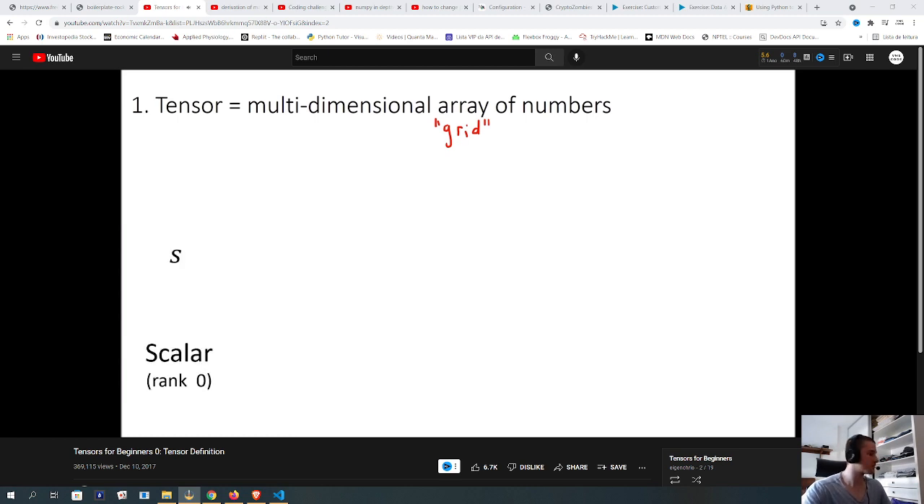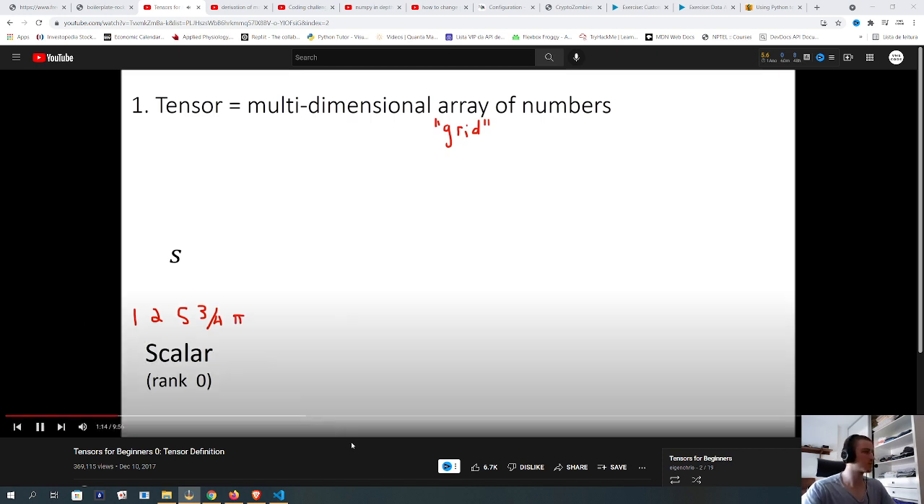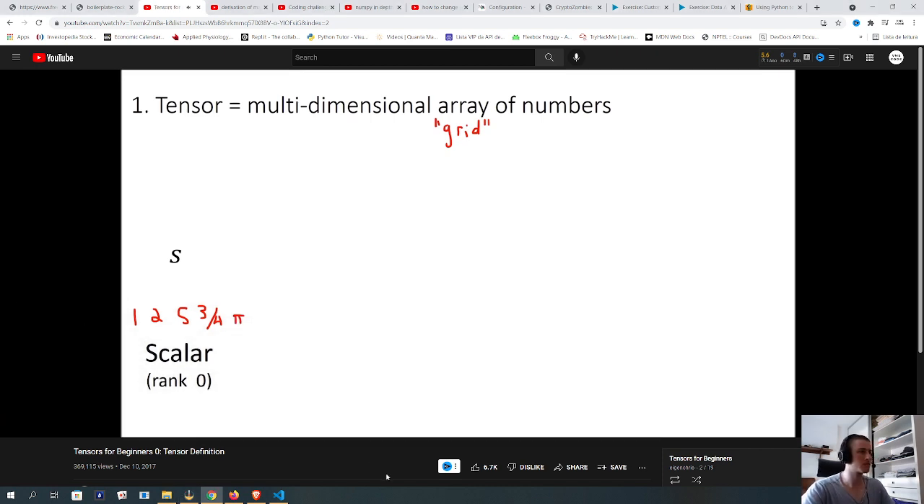So the simplest example of a tensor is what we would call a scalar, or sometimes a rank 0 tensor. And a scalar is basically just a number. So any number like 1, 2, 5, 3/4, pi, these are all examples of scalars. And we don't normally write scalars as arrays, but if we wanted to, we could write little square brackets around the scalar like this and sort of pretend it's an array, but we don't normally do that. All right, so those are scalars.